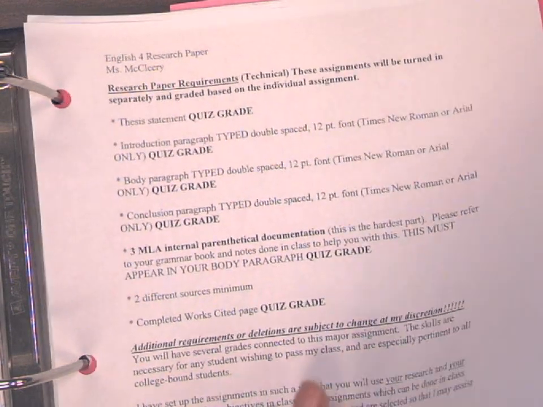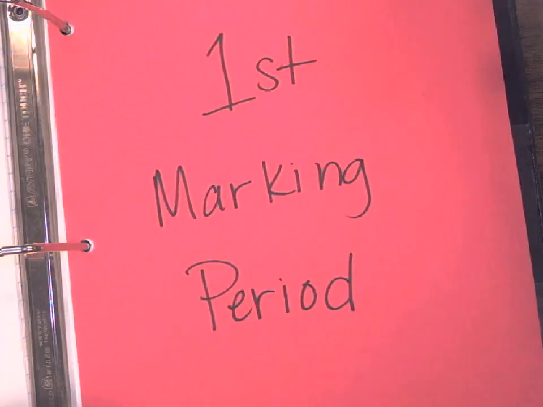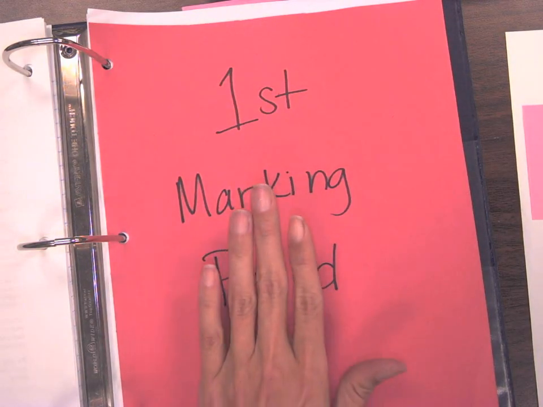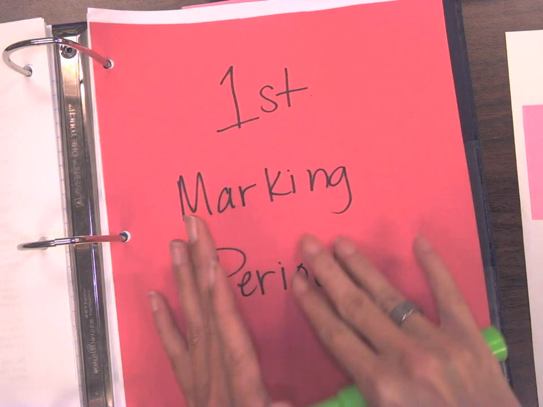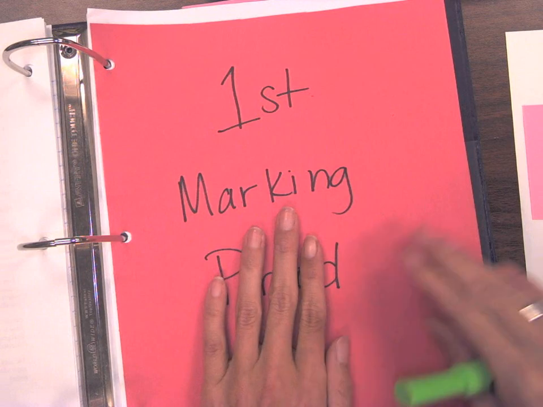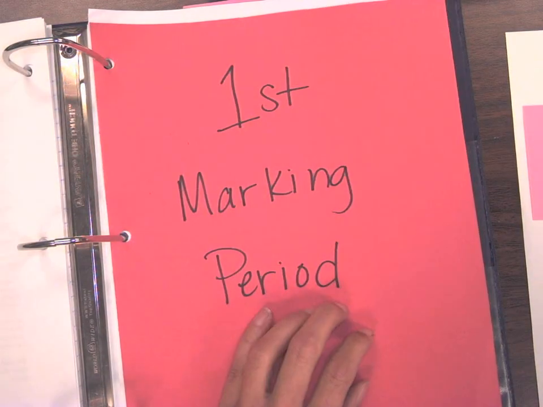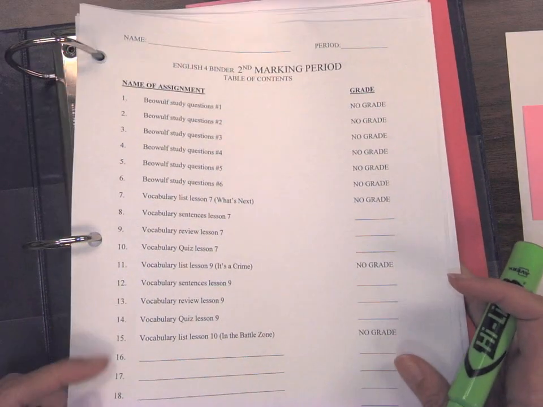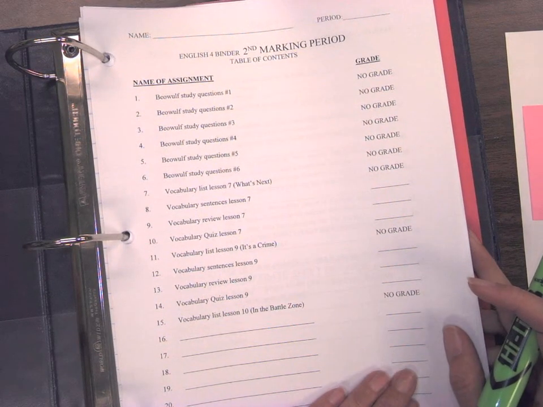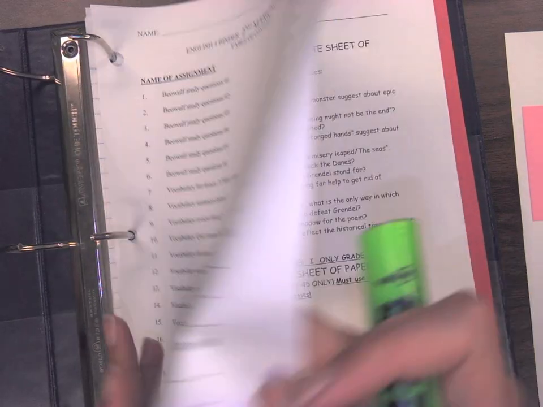Okay. When I turn this, then I should see the divider for the first marking period that I had everybody make. So you either made one or you had a divider already, but it needs to be labeled as first marking period. And then everything from the first marking period would be after that. Okay, so that's everything for the second 6 weeks up until now. Your table of contents looks like this, and you should have your grades filled out. Same thing with the back.